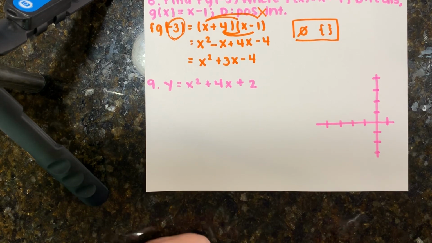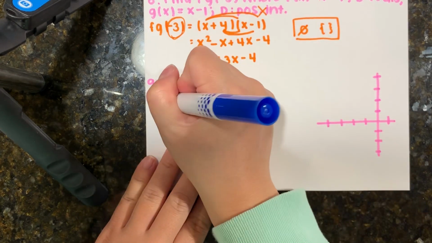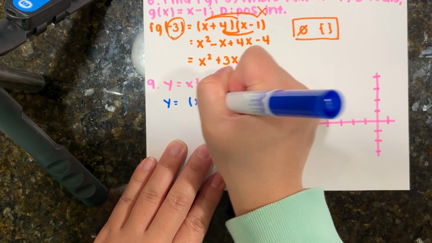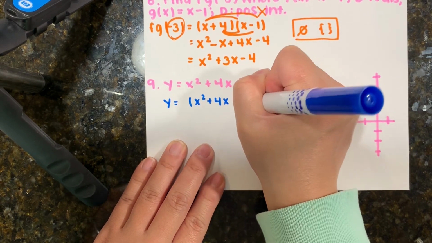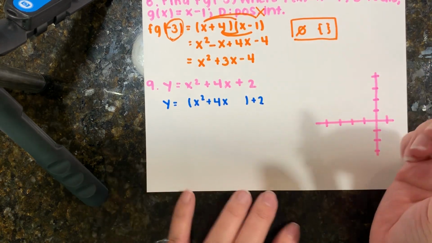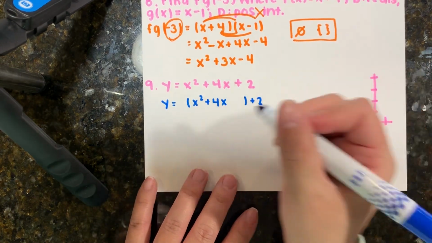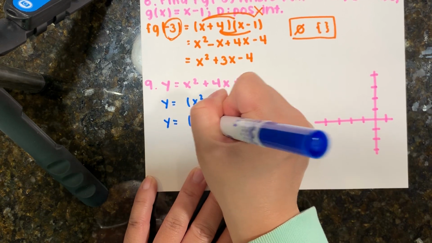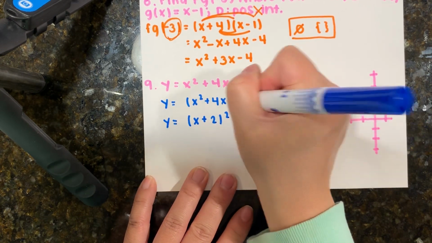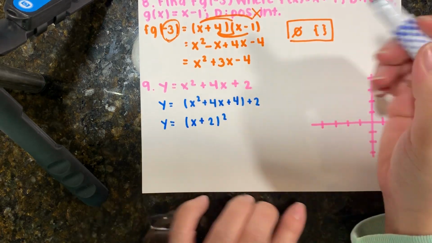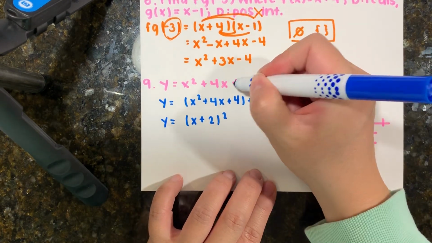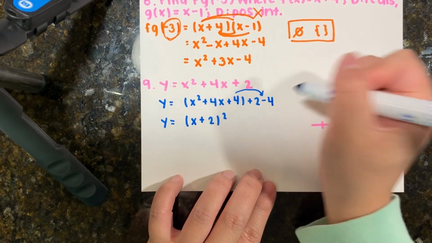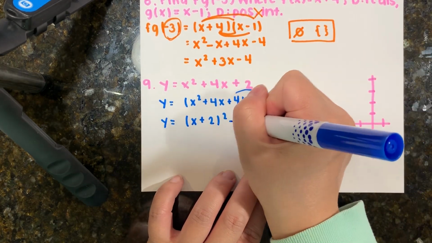So I'm going to start by putting all the x's in parentheses. So x squared plus 4x, and then on the outside I have plus 2. When I complete the square, half of 4 is 2. And when I square 2, that would be plus 4. Remember, whatever I do on the inside, I have to do the opposite to the outside. So if I add 4, I have to subtract 4. And then 2 minus 4 would be negative 2.